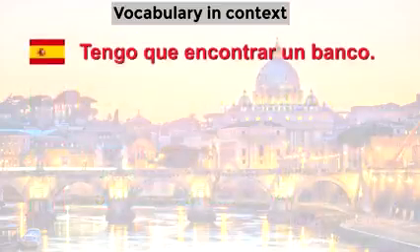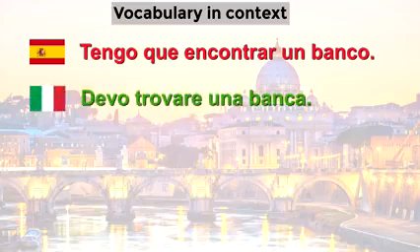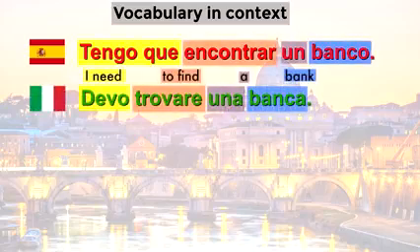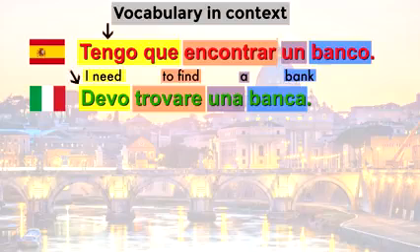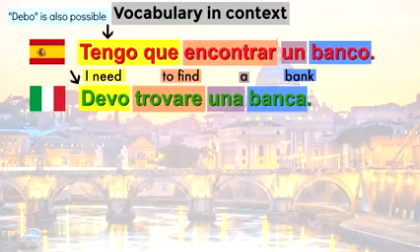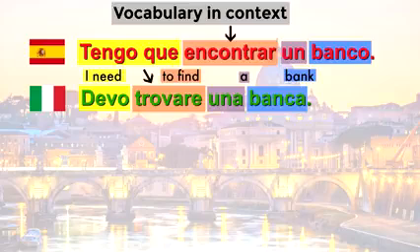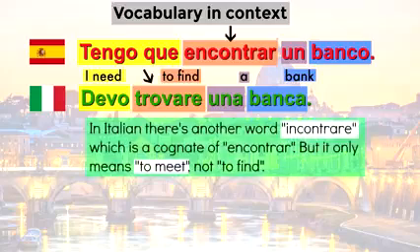And one more example. In Spanish, Tengo que encontrar un banco. And in Italian, devo trovare una banca. These sentences mean I need to find a bank. In these sentences, we see need expressed in different ways than in the last pair of sentences. In Spanish, it's tengo que, while in Italian, it's devo. But in Spanish, it's also possible to say debo, an obvious cognate of devo. The word meaning to find is also different. In Spanish, it's encontrar, but in Italian, it's trovare. Actually, the Spanish word can also mean to meet, and there's a different Italian word, incontrare, which is a cognate of encontrar, but it only means to meet, not to find.